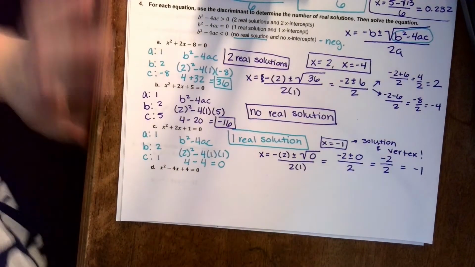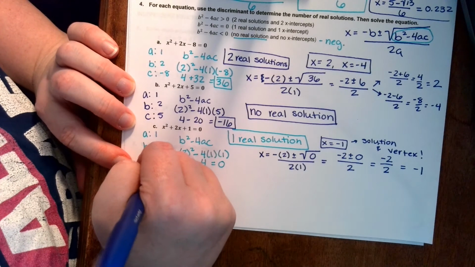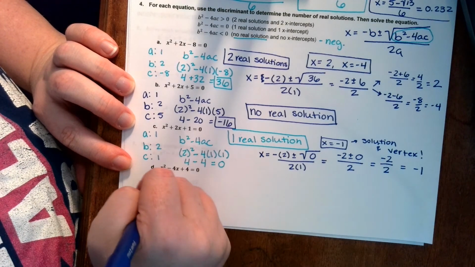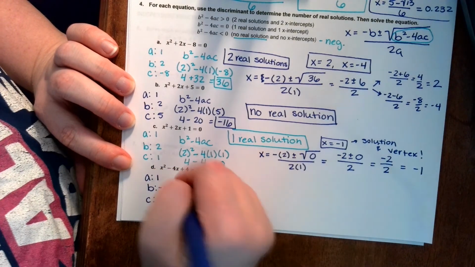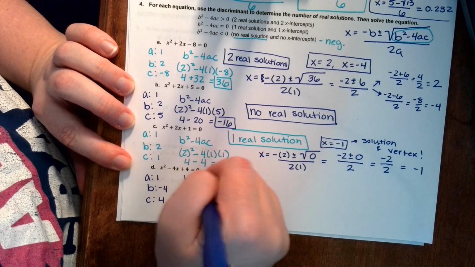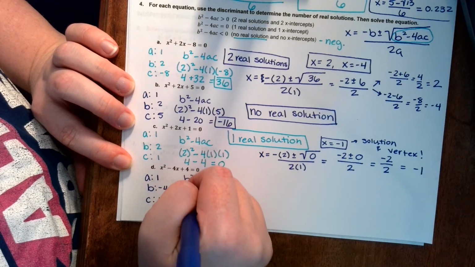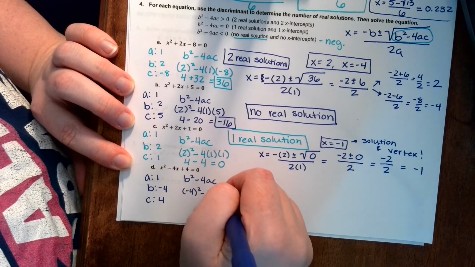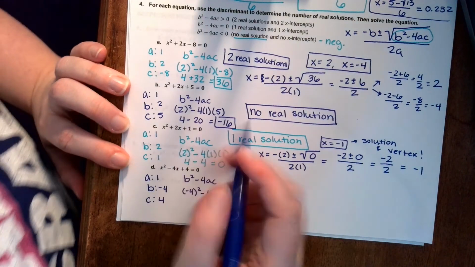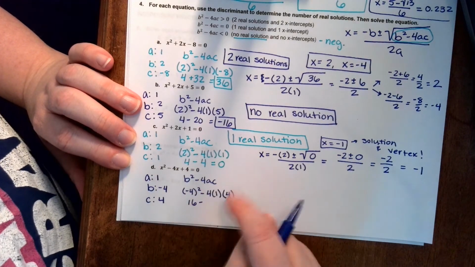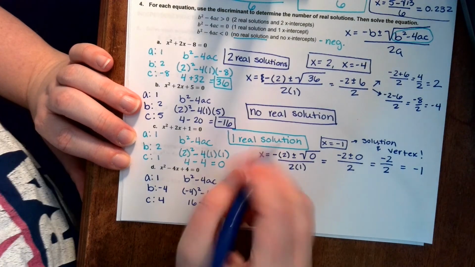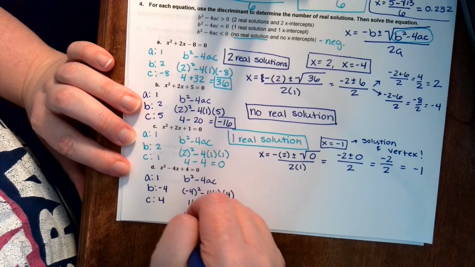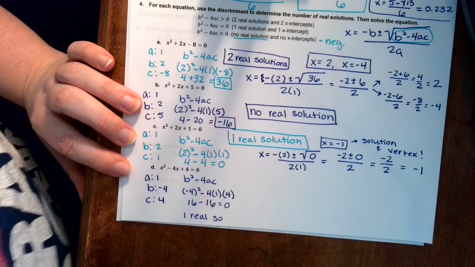Alright, D. Okay, I have A is 1, B is negative 4, C is positive 4. So we'll do our discriminant. We have negative 4 squared minus 4 times 1 times positive 4. So negative 4 squared is positive 16 minus 4 times 1 is 4 times 4 is 16. So we get 16 minus 16, which is 0. So again, one real solution.